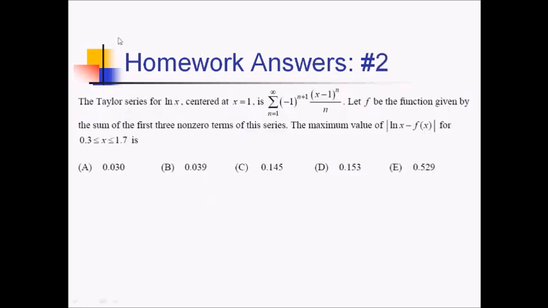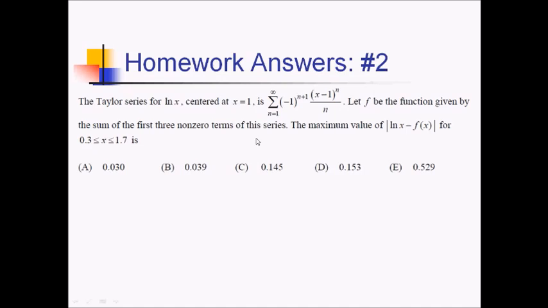On this problem, they're saying the Taylor series for ln of x, centered at x equals 1, is given by this sigma function here. And we're saying that f is the function given by the sum of the first 3 non-zero terms of this series. So we want the max value of the absolute value of ln of x minus f of x on this interval here. So they're essentially asking us to find the maximum possible error for ln of x versus this polynomial approximation.